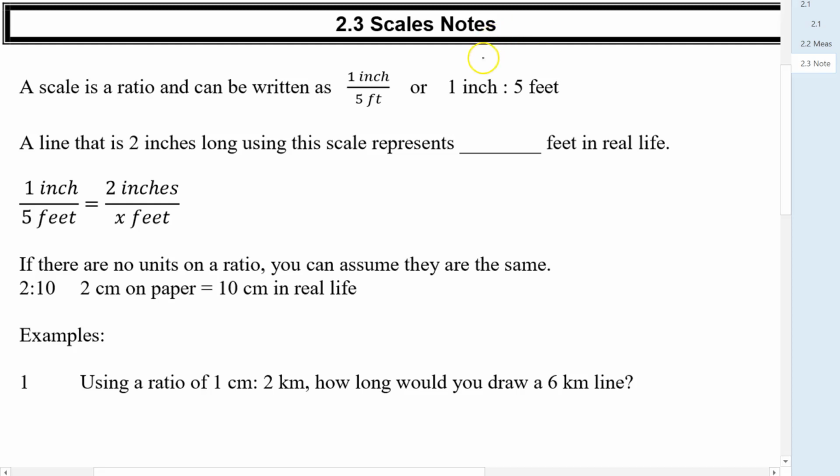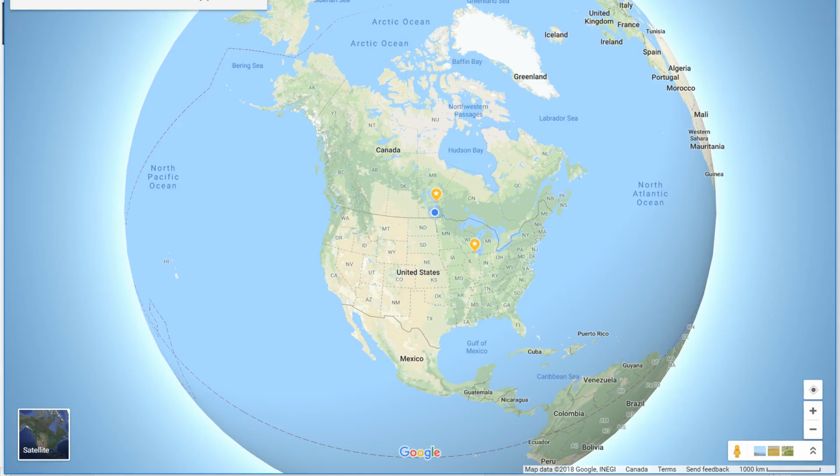Before we start doing the notes here, let's go take a picture of the Earth here. This is from Google Maps, and if you look way on the bottom right-hand corner, there is the scale. It says that this distance on your screen represents 1,000 kilometers on the globe.